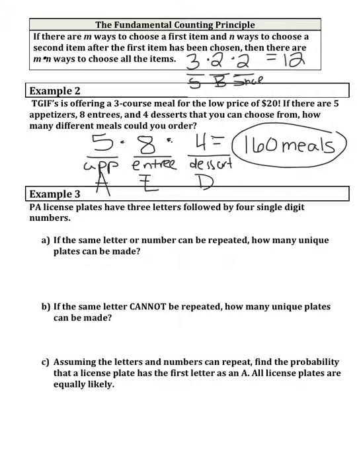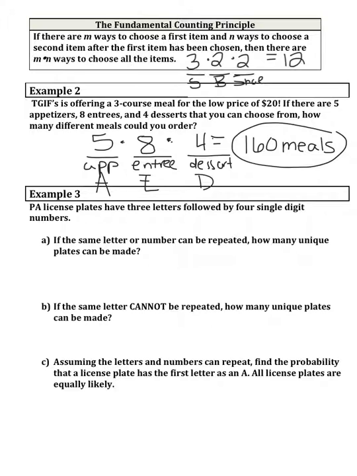Okay, so let's see really more where this is used. The numbers can get a lot bigger, especially very quickly. A good example of this would be license plates. The PA license plate has 3 letters followed by 4 single-digit numbers. So I want to know if the same letters or numbers can be repeated, how many unique plates can be made. You know, my license plate cannot be the same as your license plate, so they have to be unique. The license plate has to be long enough so that they could come up with a large amount of different plates to satisfy all the people in the state.